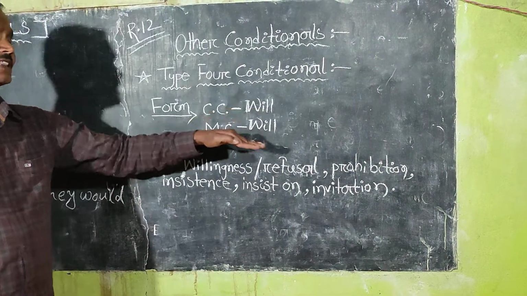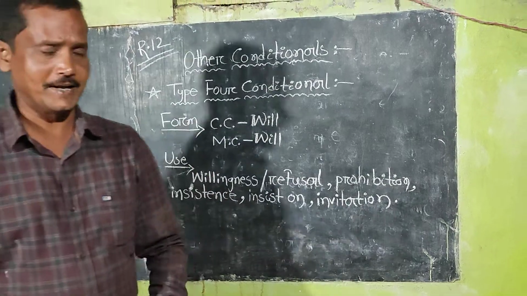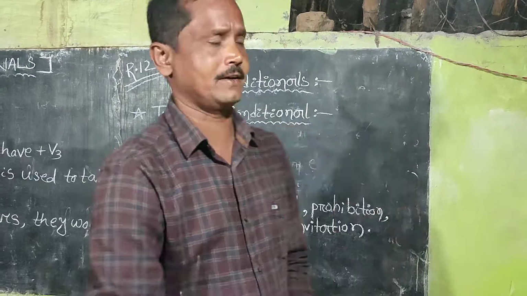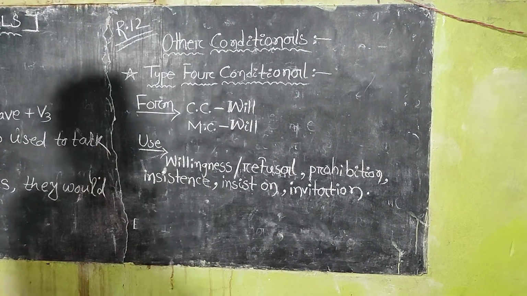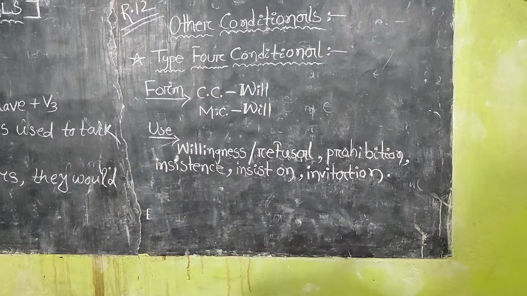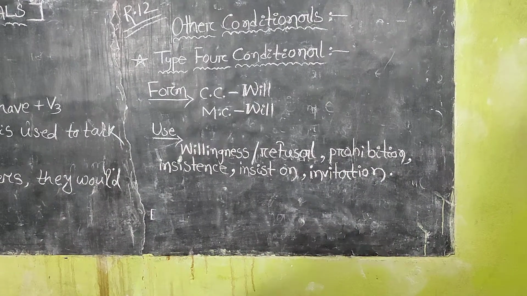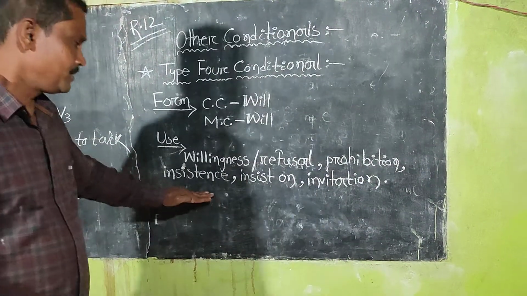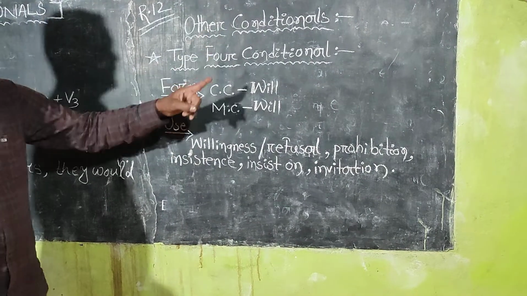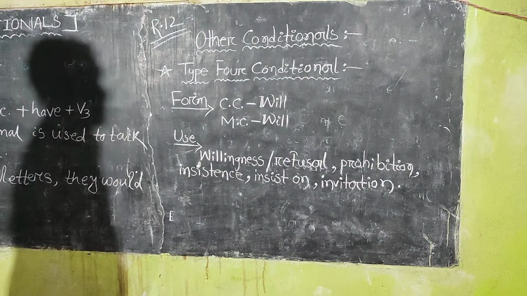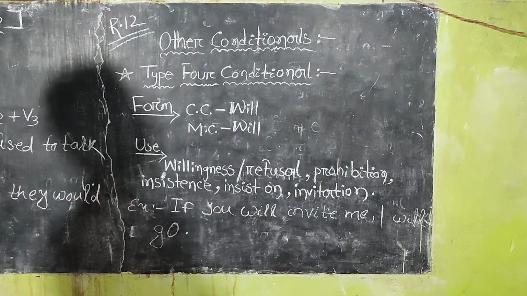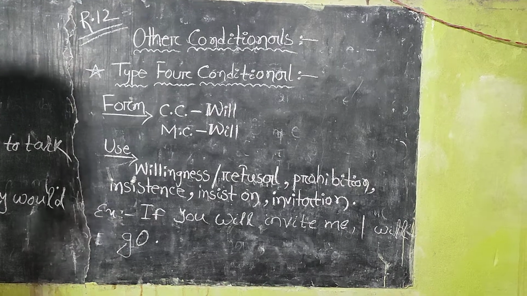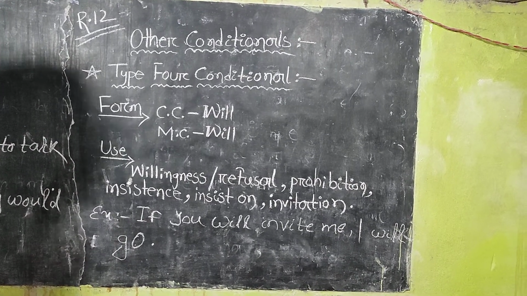The conditional clause takes the modal will, and the main clause also takes the modal will. This conditional is used to talk about willingness, that is desire, refusal, prohibition, and insistence, and invitation. While talking about these things, we use type 4 conditional. Example: please, if you will invite me, I will go. This sentence refers to invitation, so it takes type 4 conditional.